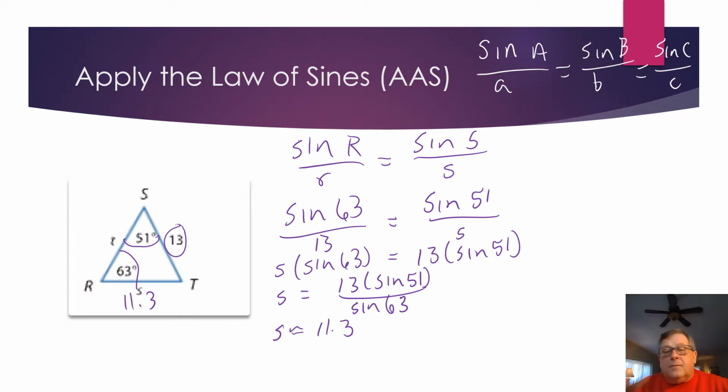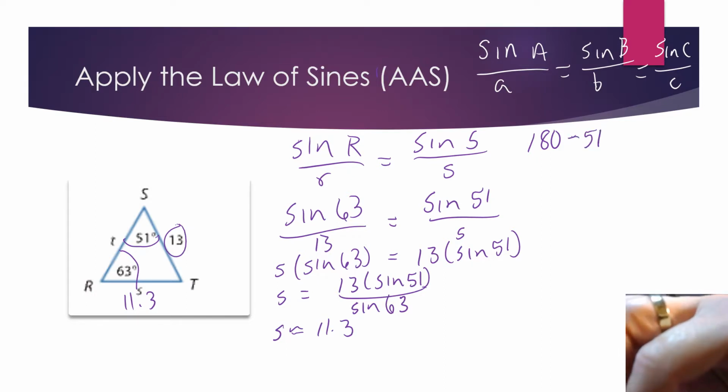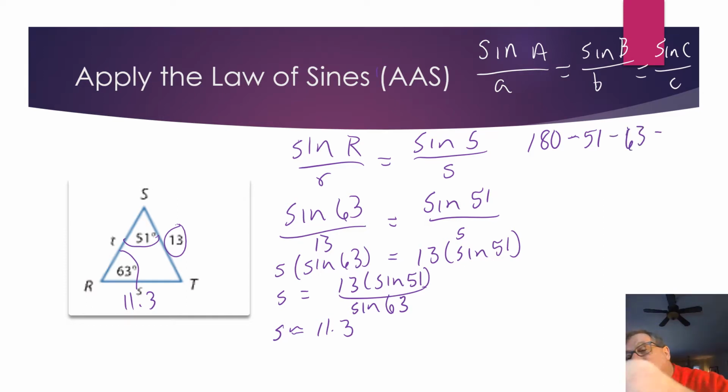Well, that gets that part. Now, what about angle T? Like I say, if I was working this myself, I'd probably go ahead and find angle T because we know there's 180 degrees total in a triangle, and we know two of those. Angle S is 51. Angle R is 63. If I just subtract those, that should give me angle T: 180 minus 51 minus 63. And so angle T is going to be 66 degrees. All right? 66 degrees.